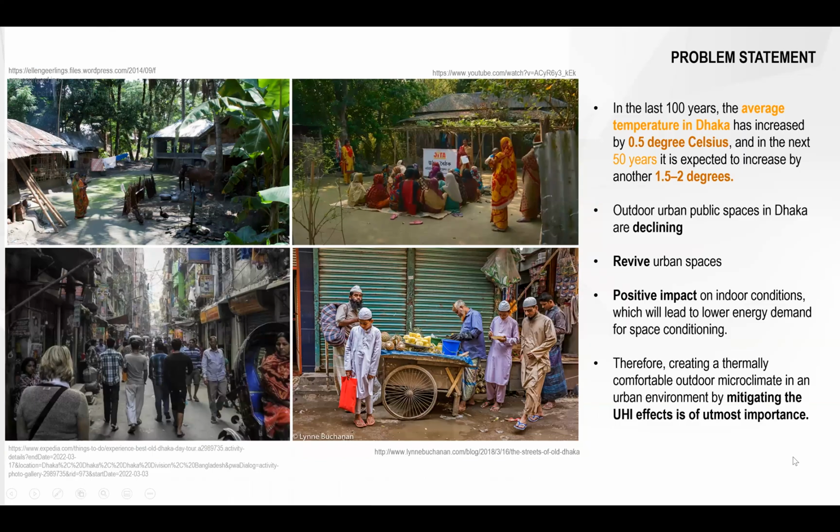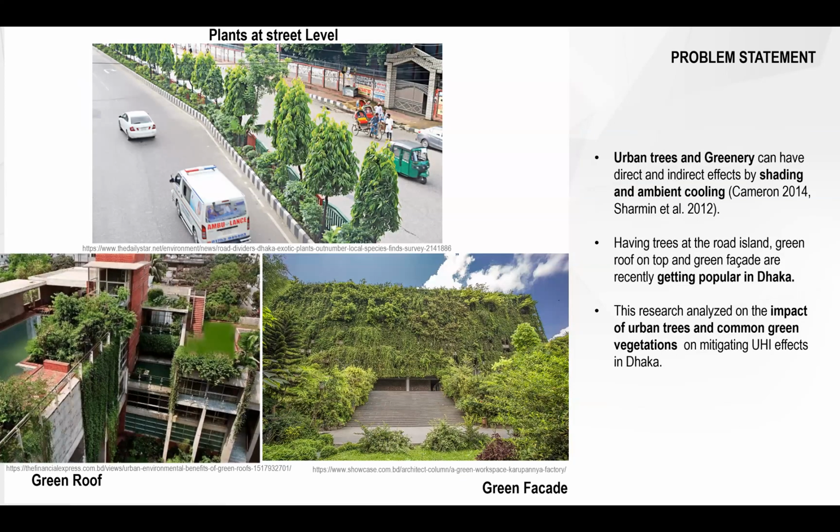So the problem statement is: in the last 100 years, the average temperature in Dhaka has increased by 0.5 degrees Celsius, and in the next 50 years, it is expected to increase by another 1.5 to 2 degrees Celsius. We have several outdoor activities in Dhaka city and in Bangladesh, and a comfortable urban microclimate is highly needed for that. So to revive these urban spaces, it is highly needed to mitigate the urban heat island effect so that people can enjoy the outdoor spaces.